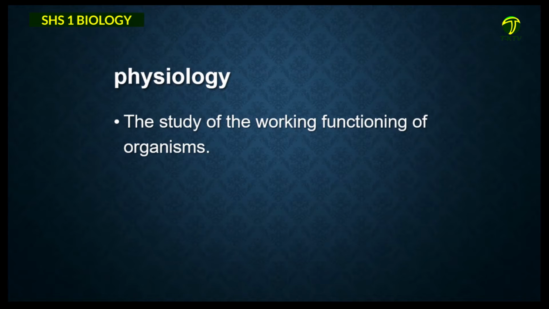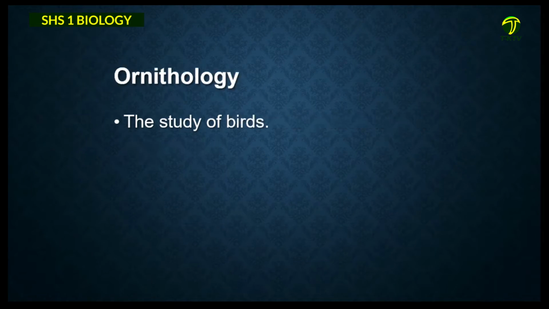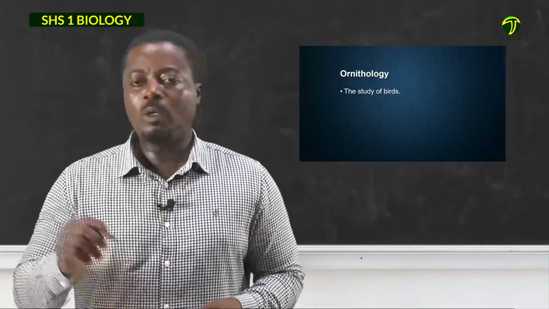So the physiology of that thing means how it functions, how it works to complete the whole organism. The physiology of the organism is a study of the working function of that particular organism. Or you say the physiology of the nervous system, how does it work and function as a whole? So that's physiology. Then we have ornithology.